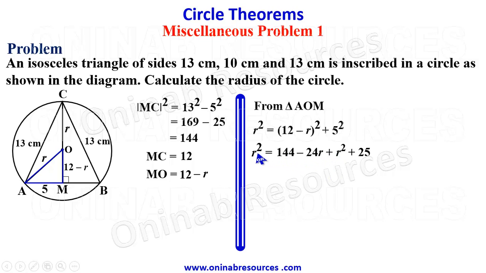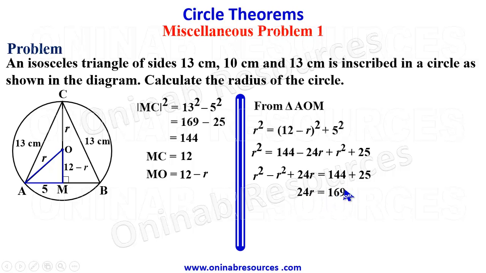Collecting the like terms, I have R squared here, bringing this R squared to this side. I have minus R squared, and minus 24R coming to the left hand side, I have it as plus 24R. We are then left with 144 and 25 at the right hand side. The R squared minus R squared is gone. So we have 24R equal to 169. 144 plus 25 gives 169.